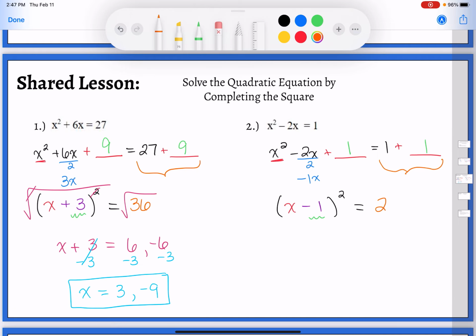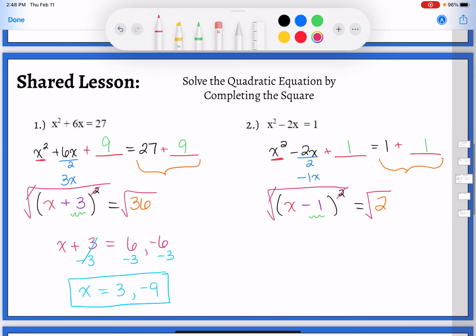Okay, now I have my binomial squared all by itself on the left-hand side. All I have to do is get rid of that squared by taking the square root of each one. Square root and squared cancel out, so on the left I have x minus 1. Ooh. Now, this is tricky. Square root of 2. Ooh, 2's not a perfect square. Don't worry, you know what to do here. We spent an entire unit on this. Unit 5, simplifying radicals, right? It's okay if it's not a perfect square.